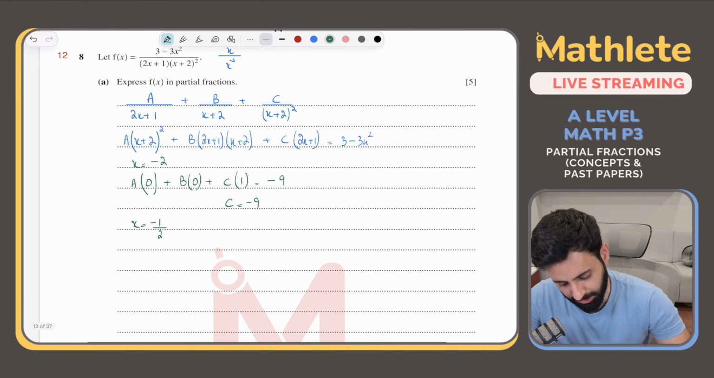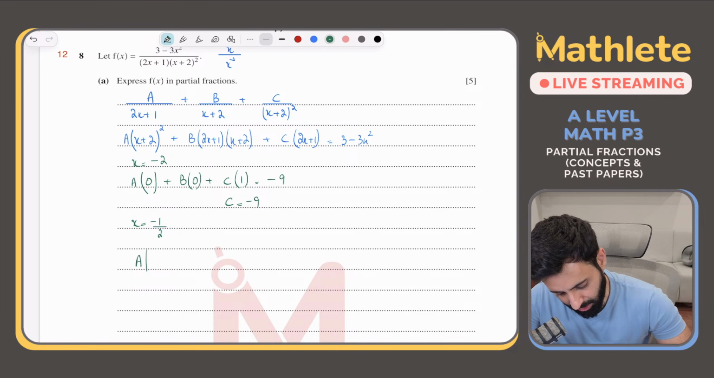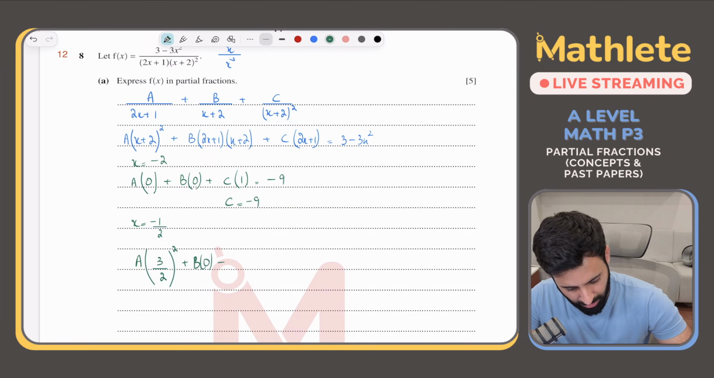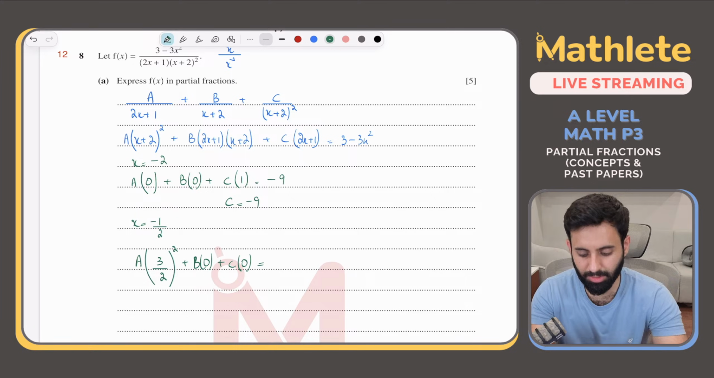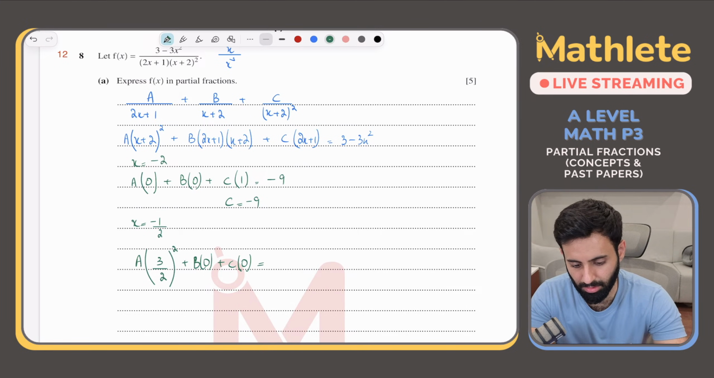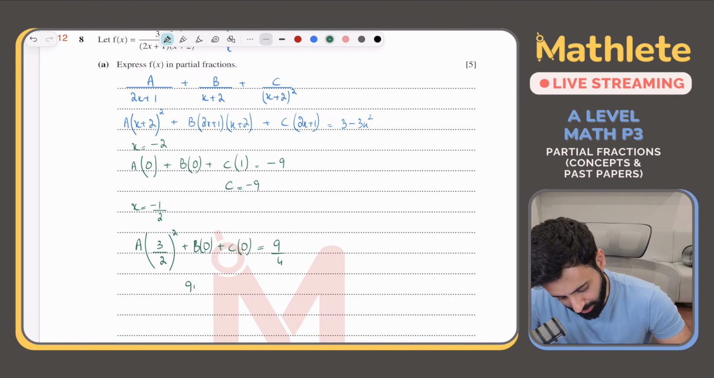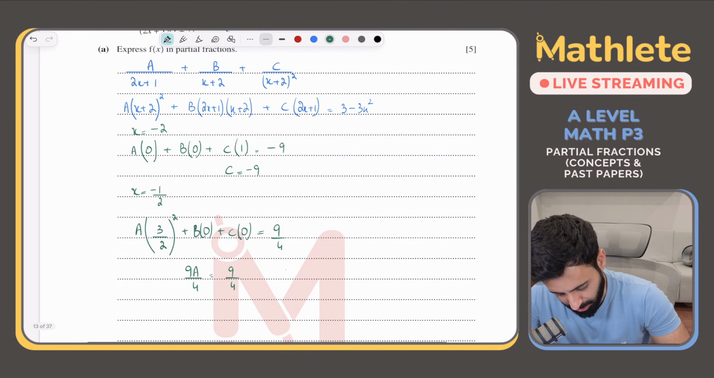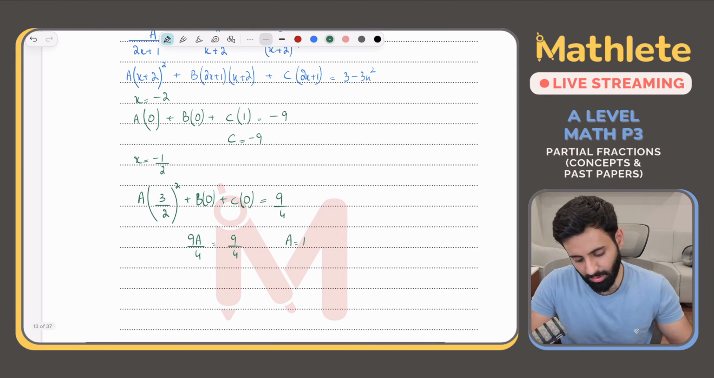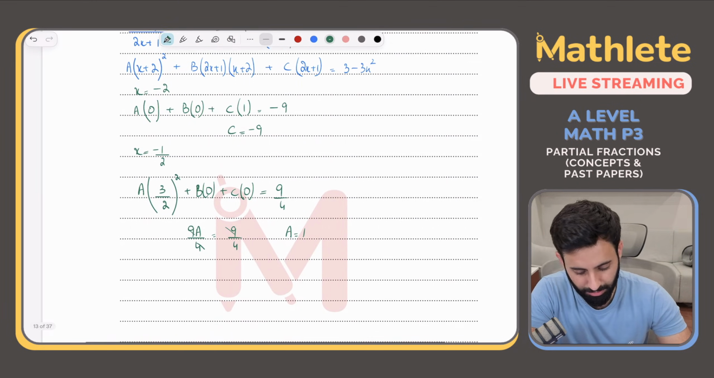Okay, if I plug in x equals to minus half, here's what happens. A times minus half plus 2, so that's going to be 1.5. So that's 3 upon 2, the whole thing square. Okay, b gets multiplied by 0. And c also gets multiplied by 0. Let's see what happens on the right hand side. So that's 3 minus 3 into minus 1 upon 2, close the bracket, the whole thing square. That's equal to 9 upon 4. Okay, so we have 9a upon 4 equals to 9 upon 4, which coincidentally leads to a equal to 1. Because 4 and 4 cancel, 9 and 9 cancel, and we have a is equal to 1.